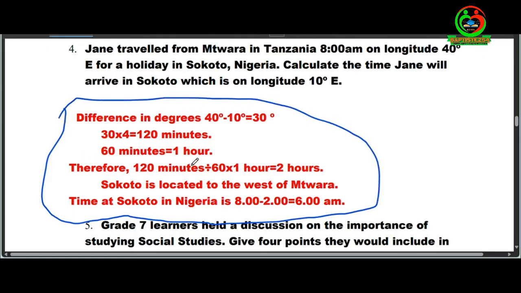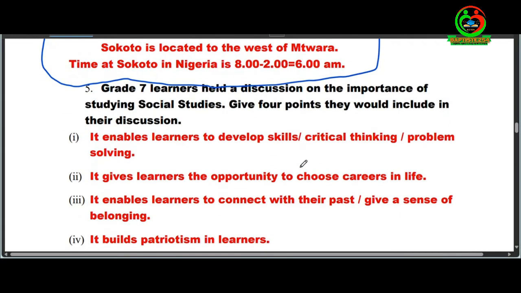The difference in degrees, then you multiply by the minutes, 1 degree is 4 minutes. Therefore, 120 minutes divided by 60 is equal to 2 hours. Sokoto is located to the west of Mtwara. The time in Mtwara is 8 a.m., so it's 8 minus 2, which is 6 a.m.